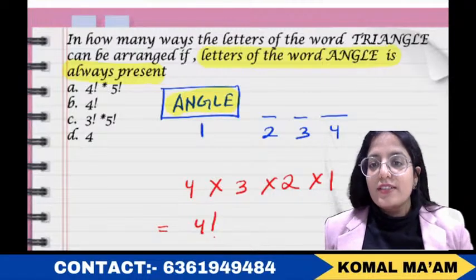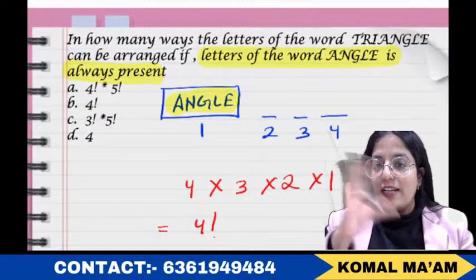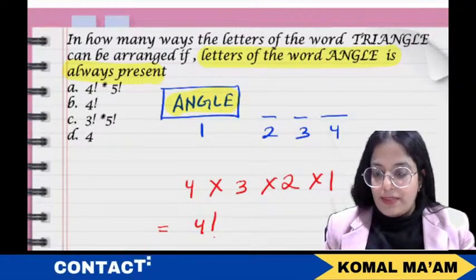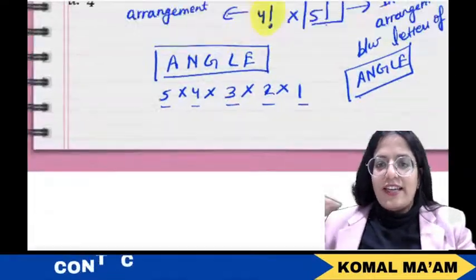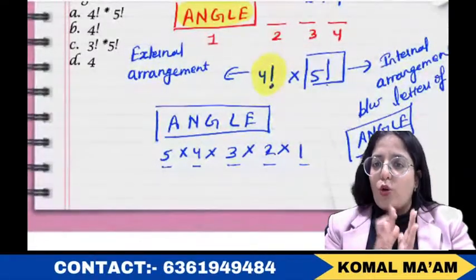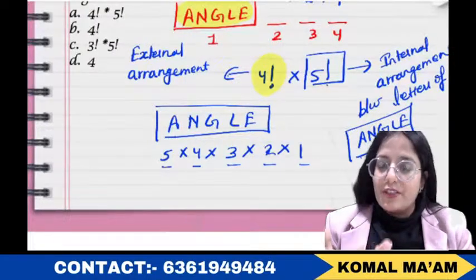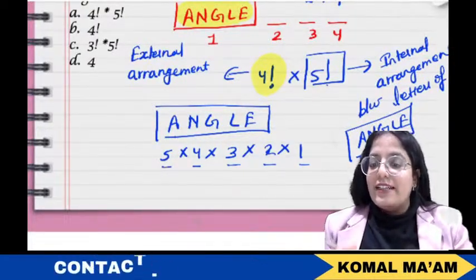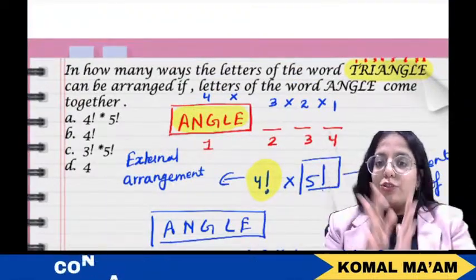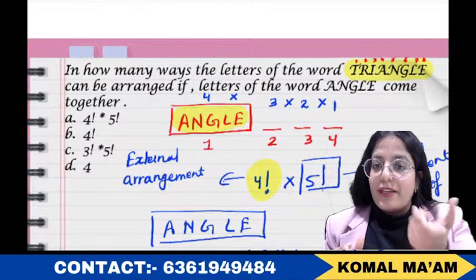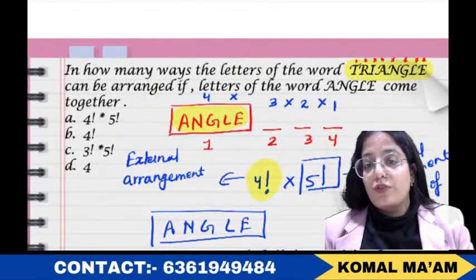You understood this thing, that in the previous question, the letters of the word angle were allowed to shuffle among themselves, right? We can write A first and N, G, L, E in different order. That means the order of the letters of the word angle could be changed in the previous question. They just said that letters should be together. In any order they could be together, but they should be together. So that's why we did internal arrangement of the letters of the word angle.